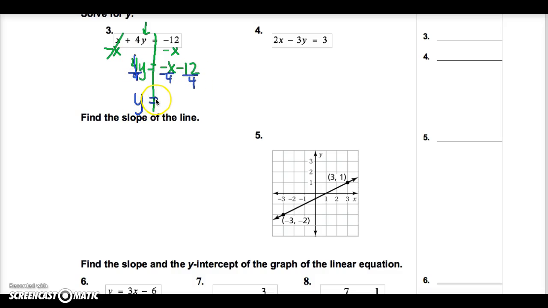Now, whenever I do that, if you notice, right in front of the x, there's no number. Technically, it would be a 1, and then there's a negative sign there, so it'd be a negative 1. So I've created a fraction here, negative 1 over 4. So negative 1/4 x. And then a negative 12 divided by positive 4 would be a negative 3. So I'm going to write minus 3. And we have it solved for y.